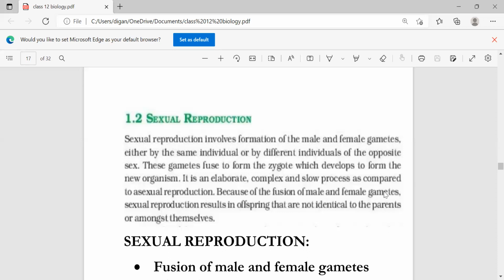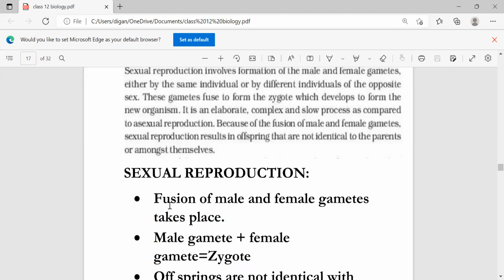Because of the fusion of male and female gametes, sexual reproduction results in offspring that are not identical to the parents or among themselves. So the summary of this para is, first point you have to remember, sexual reproduction means the fusion of male and female gametes. When one male gamete and one female gamete fuse, they form a single structure known as zygote, and then from this zygote the new offspring will be produced.